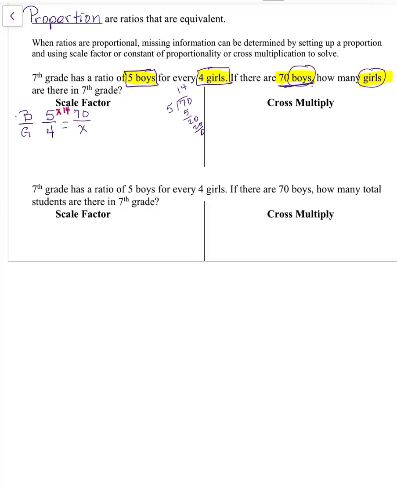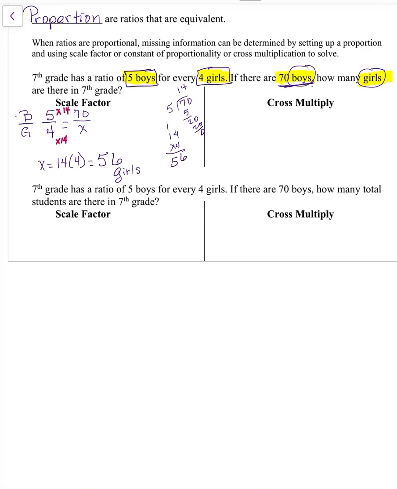Whatever I multiply the numerator by, I have to multiply the denominator by. So I'm going to go to the side. I'm going to say 14 times 4. So X equals 14 times 4, which is 56. And 56 represents the girls. So this is 56 girls. Okay, so that's the scale factor way.